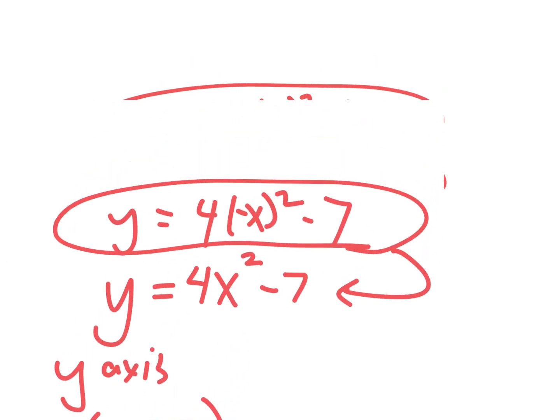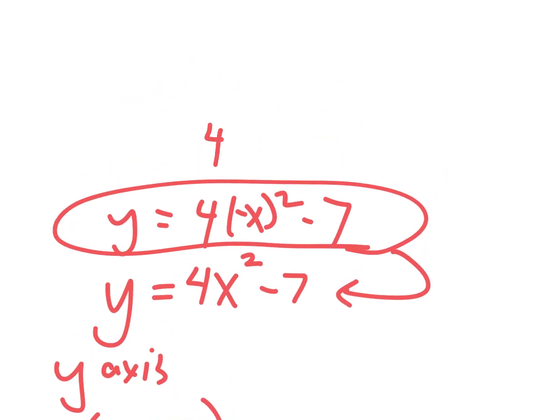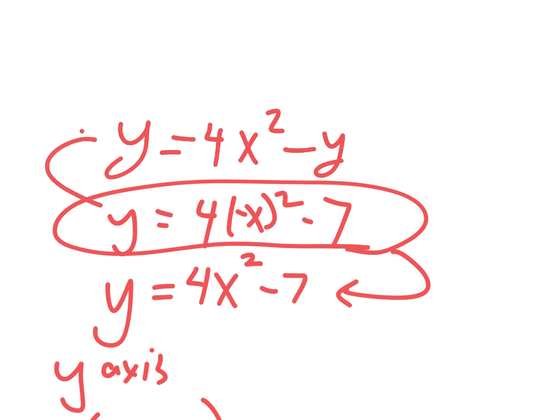And just to clarify, this becomes 4x squared because the negative times the negative disappears. So here's exactly what happened there. That turned into that, and that is the same. Oh, sorry, that's not a y. It's a 7. And that's the same as what you had in the first place.